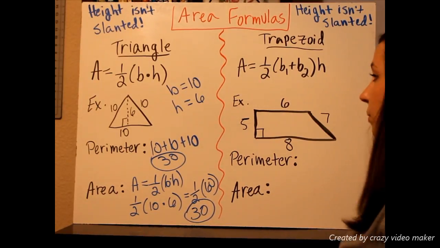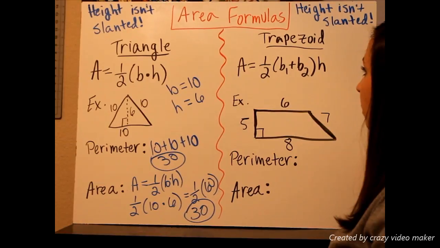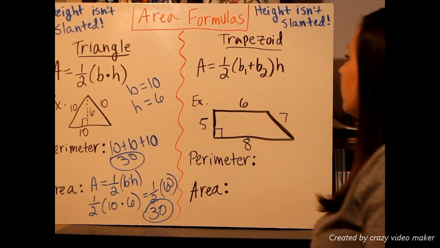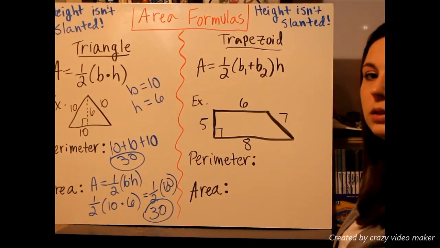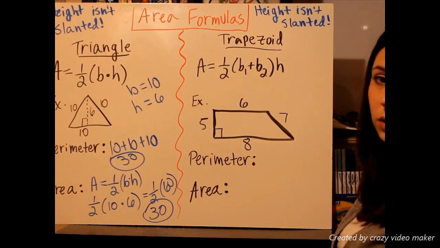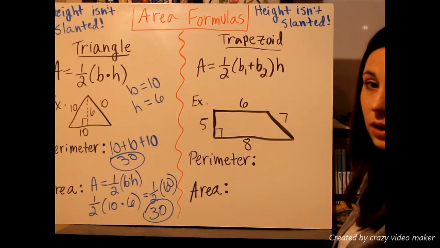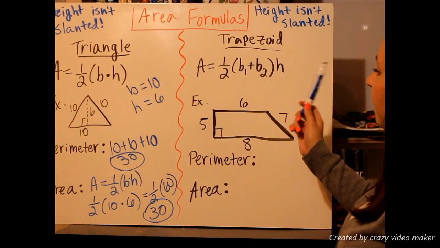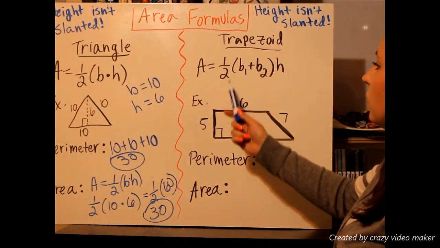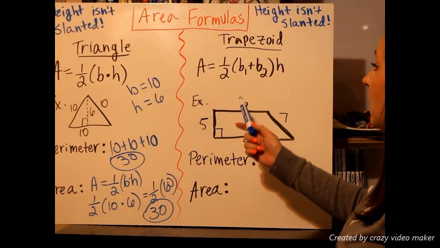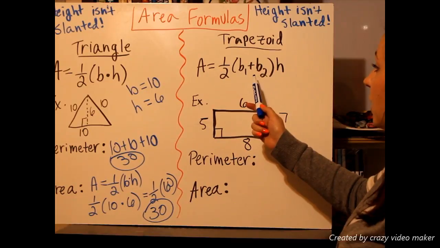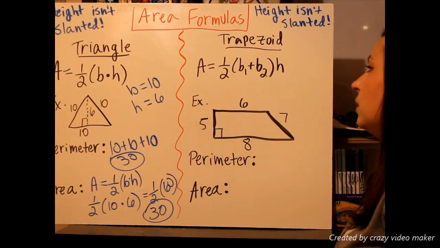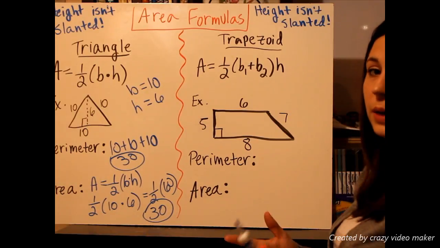So that's the triangle. Now our last formula we're going to do is the trapezoid. Okay, the trapezoid, this is the weirdest one, I would say, but it's not complicated, as long as you follow your order of operations. All right, the area of a trapezoid is 1/2 times base 1 plus base 2 times the height. Okay, what is this base 1 and this base 2?